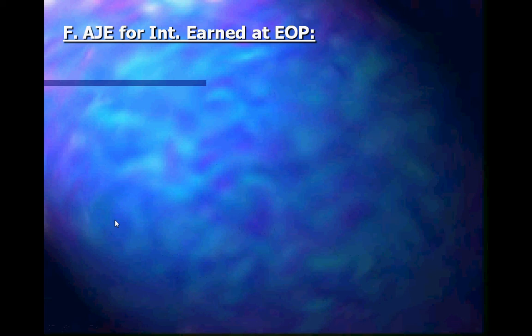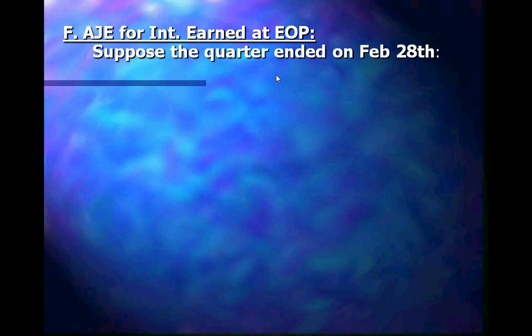Okay, so adjusting journal entry for the interest earned at end of accounting period. That's what this means, end of the accounting period. What happens is, suppose that the quarter ended on February 28th and we had a couple months there. The way I would do this is I'd have to figure out the total days that happened from January 1st through February 28th. So of that $200, well, let's go back.